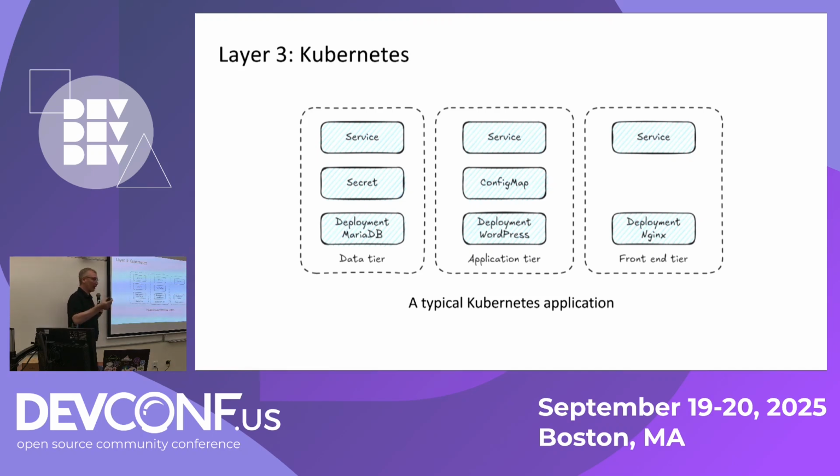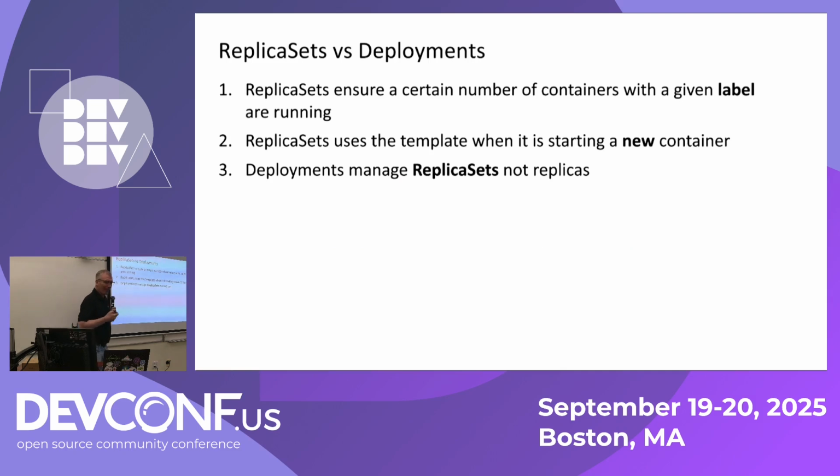right? And pods run containers. Replica sets run collections of pods. Deployments manage replica sets. And I don't think enough people know the difference between a replica set and a deployment. So I'm going to briefly explain.